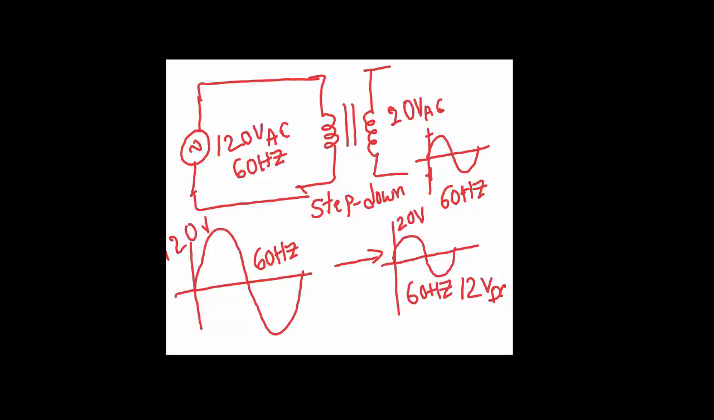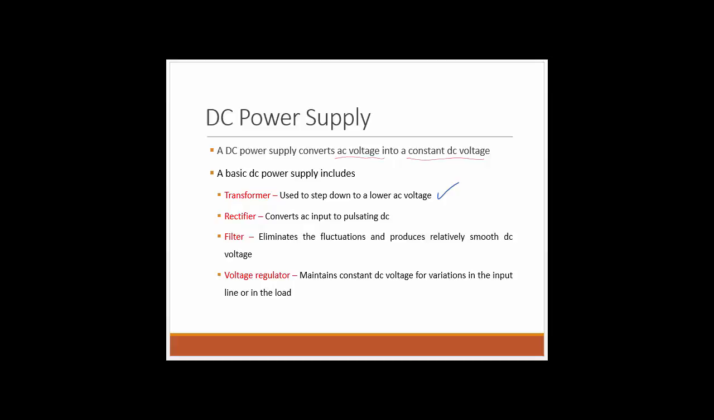We can change the secondary voltage based upon the windings. We will talk about the step down transformer before we get into the rectifiers. Next, after the signal is stepped down, the AC signal will pass through a rectifier.